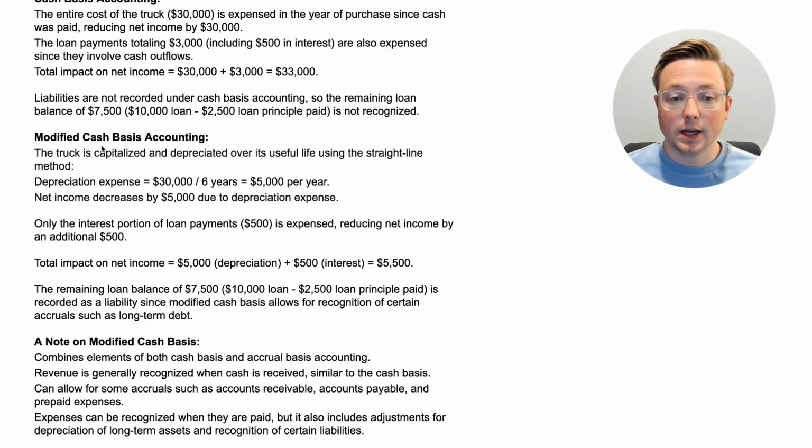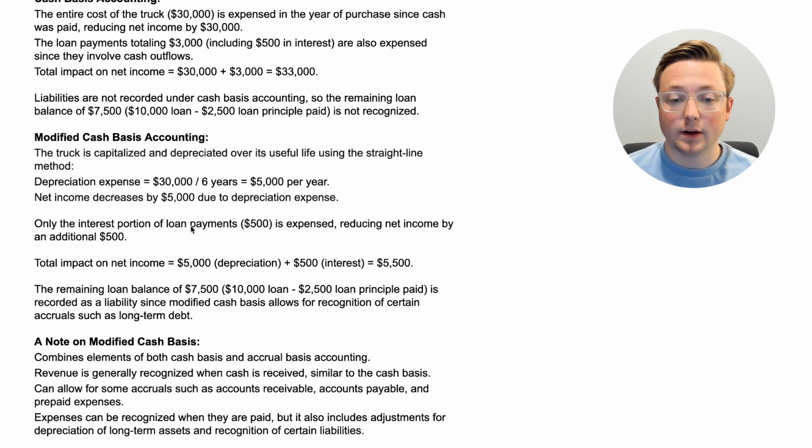In this situation, they would capitalize and depreciate the truck. So they have straight line depreciation. This was purchased at the beginning of the year, so they would have 6 years, including this year, and that's 30,000 divided by 6 years. That gives $5,000 of depreciation per year. So the net income decreased by $5,000 due to that depreciation expense. And again, this is for modified cash basis accounting.